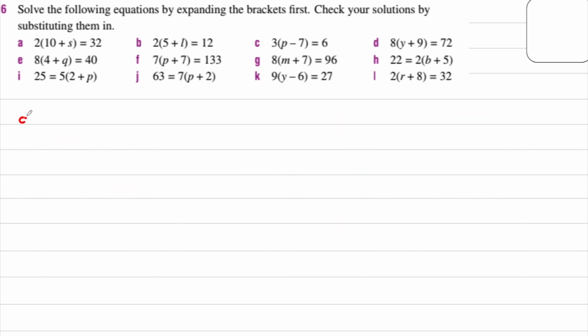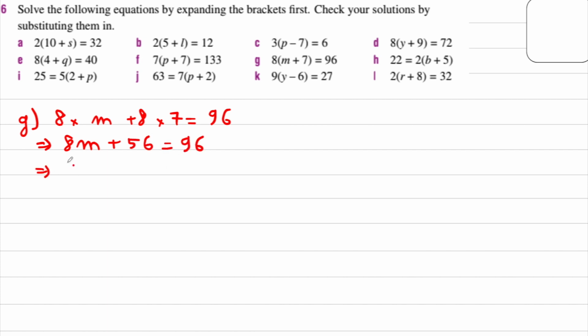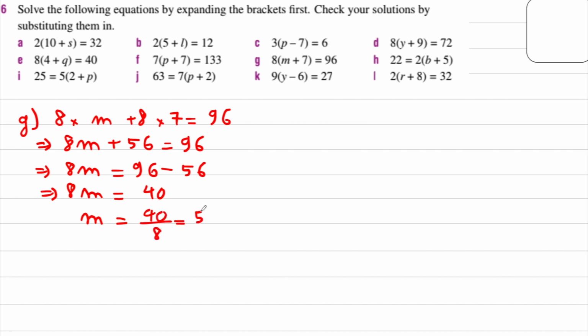Okay. The next one is question G. About G, 8 multiply m plus 7. Oh, we need to expand it right now. Okay. And 8 times 7, 56. Here is 8m plus 56 equal to 96. Yep. 8m here, 96 here, minus 56. For here you got 40. 8m equal to 40. And then divide by 8. 40 divided by 8 equal to 5.